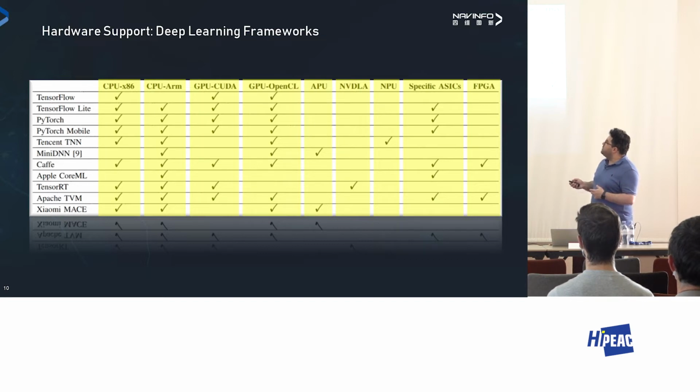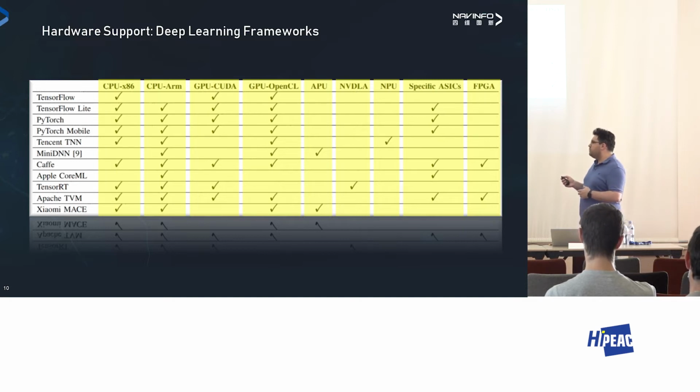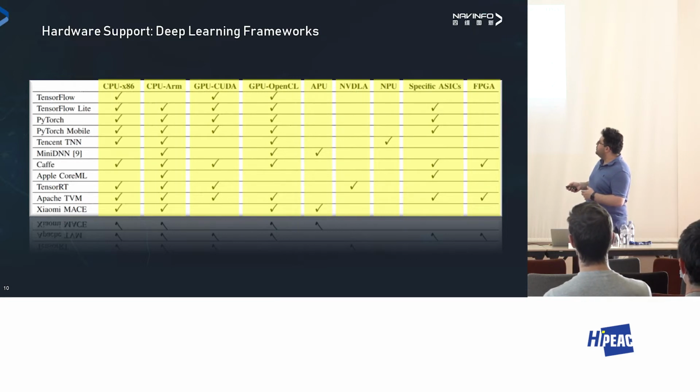You see that we have support for most of them regarding x86, but when it comes to ARM CPUs, for instance, TensorFlow doesn't support that. Still, some of them support GPUs with CUDA, and more of them support OpenCL. We have some APUs, which, I forgot what it stands for. AI processing unit. Oh yeah, AI processing unit, and you see that only, for instance, MiniDNN and Xiaomi support that.